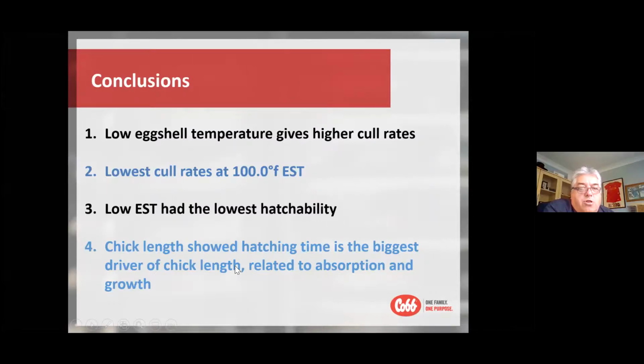So in conclusions in the hatchery, we saw low eggshell temperatures give us higher cull rates. The lowest cull rates was from the optimum temperature of 100 degrees. The low temperatures gave us the worst hatchability. And chick length showed that hatching time is the biggest driver of chick length related to absorption and growth.